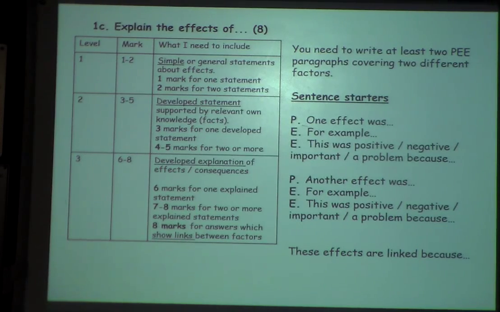You could also say this effect happened because, but you have got to provide an explanation, and you need to do that twice. So another effect was, for example, this effect happened because, or this was positive, negative, important, a problem because. If you do that, you can get 8 marks. You can also pick up your 8th mark for showing links between the factors.